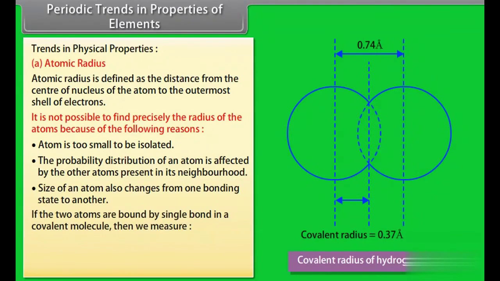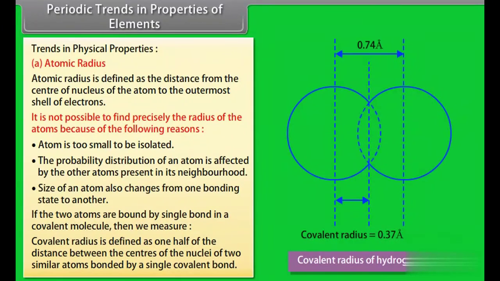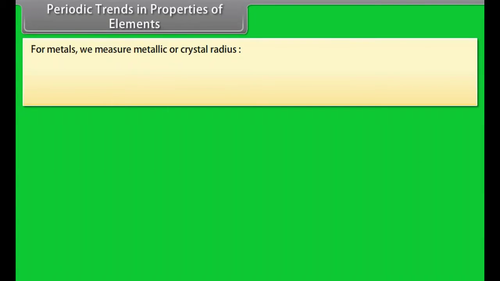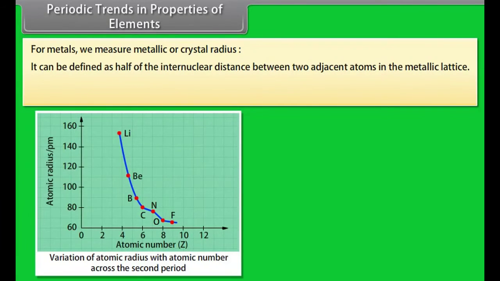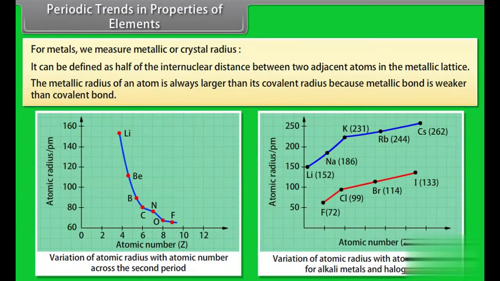If the 2 atoms are bound by a single bond in a covalent molecule, then we measure the covalent radius. Covalent radius is defined as 1/2 of the distance between the centers of the nuclei of 2 similar atoms bonded by a single covalent bond. For metals, we measure metallic or crystal radius. It can be defined as half of the internuclear distance between two adjacent atoms in the metallic lattice. The metallic radius of an atom is always larger than its covalent radius because metallic bond is weaker than covalent bond.